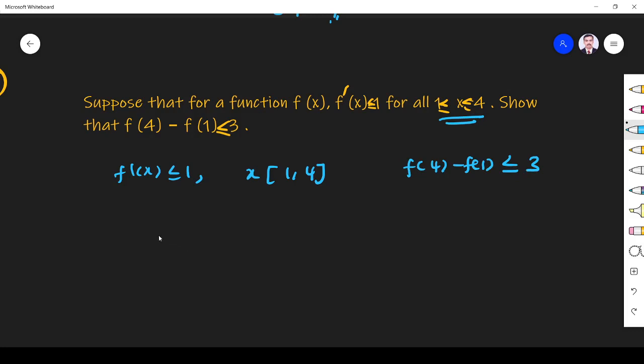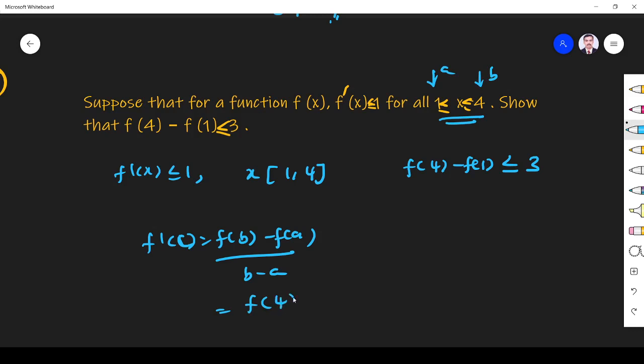Okay, so as usual, we apply Lagrange's theorem. So f dash of c is equal to f of b minus f of a divided by b minus a. So a, b they have given. a is 1, b is 4. So f of 4 minus f of 1 divided by 4 minus 1. f dash of c, or whatever, must be less than or equal to 1. So this must be less than or equal to 1. This is what our f dash of c or f dash of x, like that we consider.